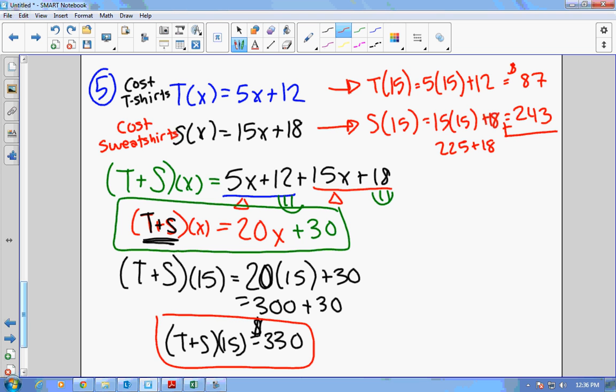87 plus 243. Wouldn't it be 97, not 87? 5 times 15 is 75 plus 12. 75 plus 10, 85, 87. Okay. But good checking. What do we get? 330. So you can do it separately, or you can use the function where you've already combined them and also get 330.